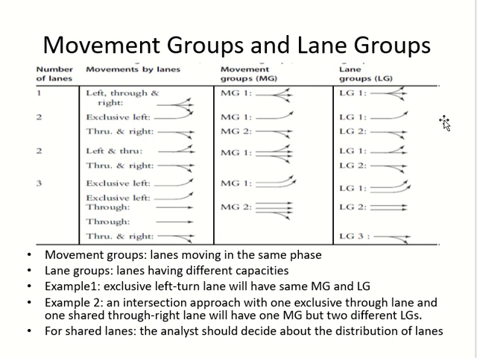Why? For example, this one. There's only one lane, and all movements are happening in the same lane, right? So even if I give a phase for this one, left turning or straight, I have to open this lane, right? I cannot separate.